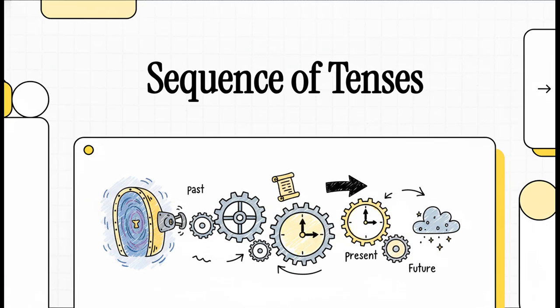Hey everyone, today we're going to tackle a grammar puzzle that, let's be honest, trips up pretty much everyone at some point, even native speakers. It's called the sequence of tenses. Now that sounds complicated, but I want you to think of it as a time machine for your sentences. And by the end of this, you are going to be the one behind the controls.